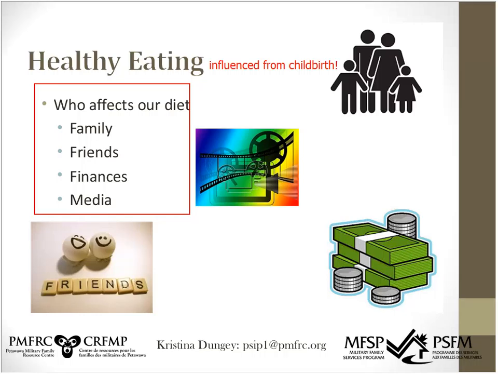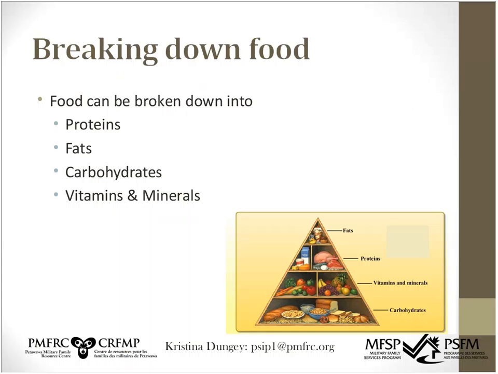It's important to recognize that some of our food choices are also based on the availability of food due to environmental factors or locations in which you live, such as Petawawa. If you live in an area where there's very few stores, one or two grocery stores, then you're limited by what's available to you. So we're going to break down some foods today. We're going to go into proteins, fats, carbohydrates, and vitamins and minerals.